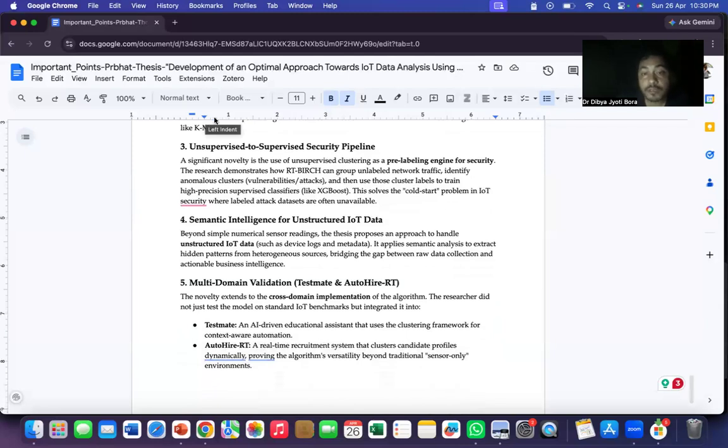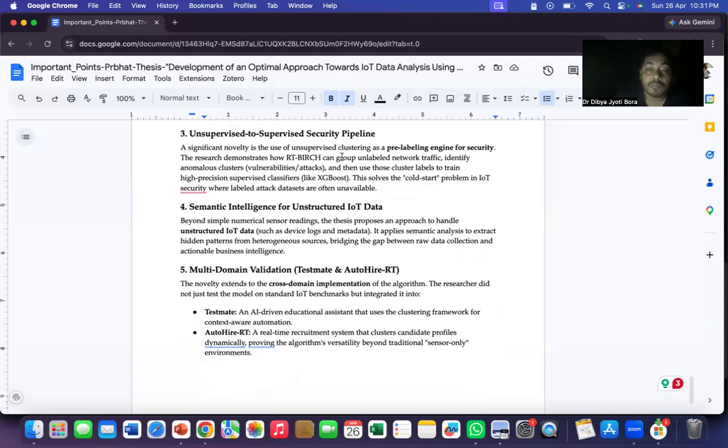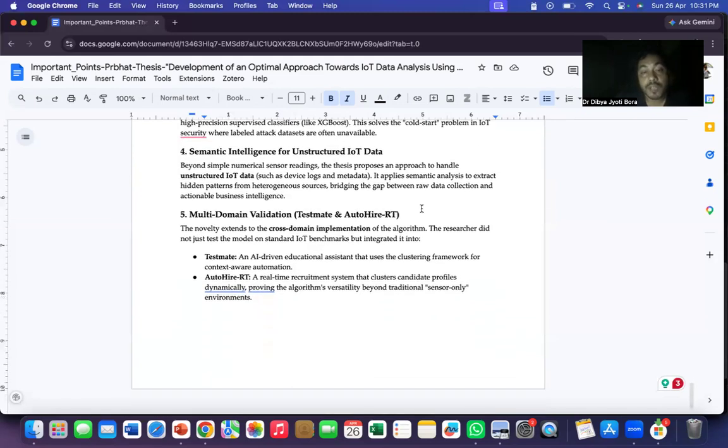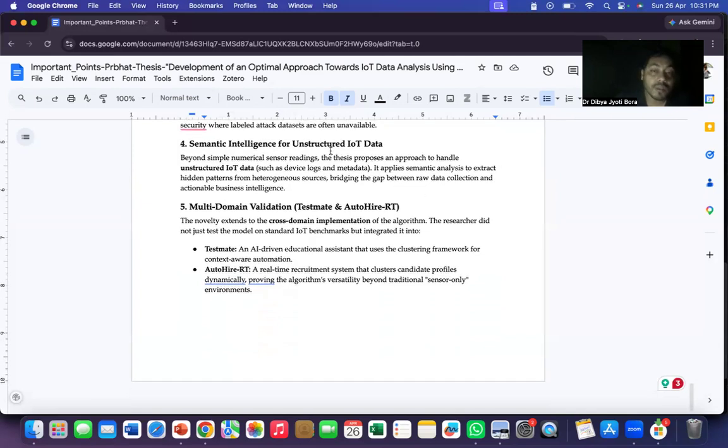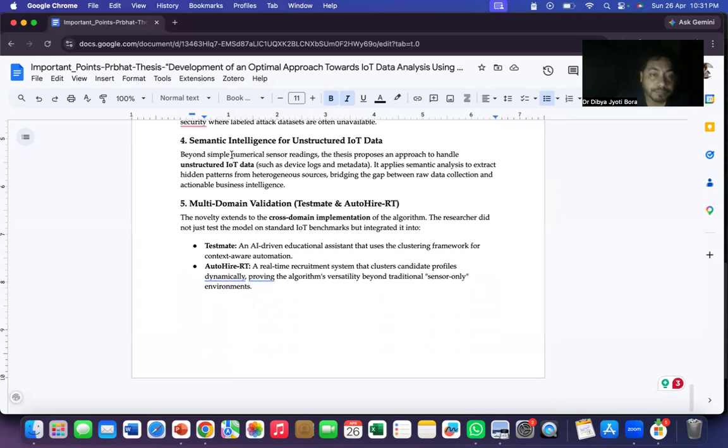Then the unsupervised to supervised pipeline. That is also novel of its type because we use unsupervised clustering as a pre-labeling engine for security, right? It groups unlabeled network traffic and identifies anomalous clusters. Then we use the cluster labels to train a high precision supervised classifier. So this solves the cold start problem in IoT security, where labeled attack datasets are often unavailable.